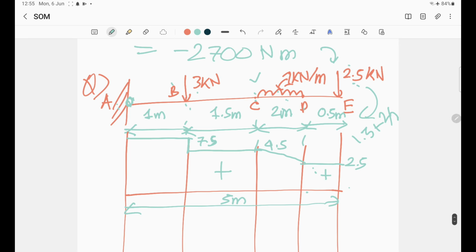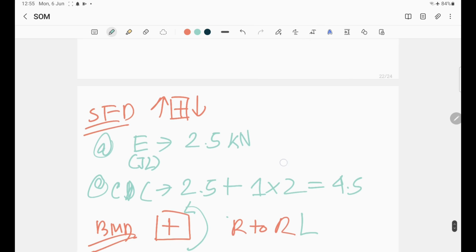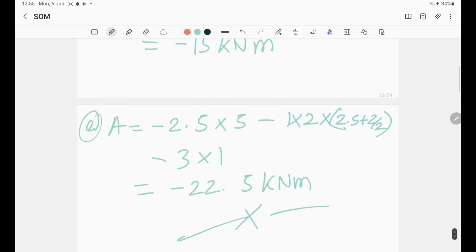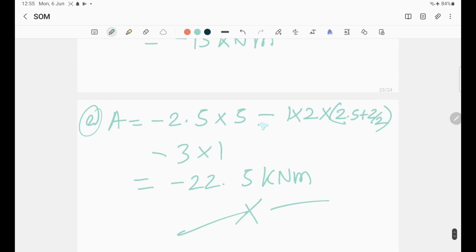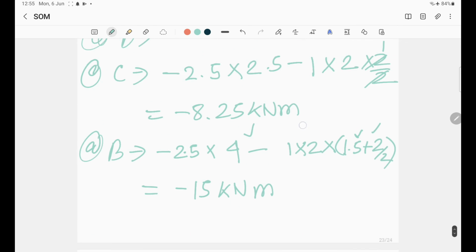At the next point, that is at A, what will be the bending moment? The total distance is 5 meters. So minus 2.5 into 5 plus minus 1 into 2 into, what will be the distance here? 1 plus 1.5, that is 2.5, plus 2 by 2, and minus 3 into 1. So that's what we have done here: minus 2.5 into 5 minus 1 into 2 into 2.5 plus 2 by 2 minus 3 into 1, which gives you minus 22.5 kilonewton meter.